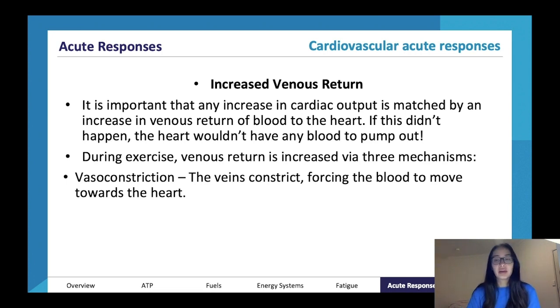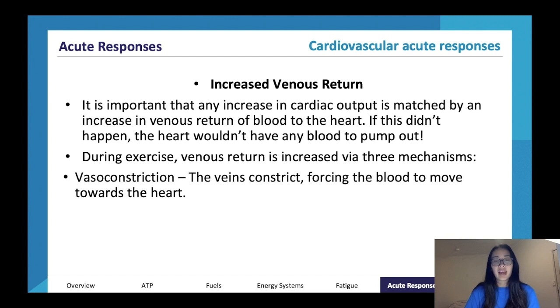We've got something called increased venous return. It's really important that any increase in cardiac output is matched by an increase in venous return of the blood to the heart. Cardiac output, remember, has a formula of stroke volume times heart rate. We need to return this blood back to the heart via the veins, which are a network of vessels that return blood back to the heart, and there are three main mechanisms.